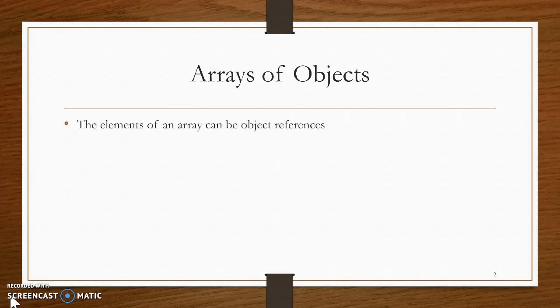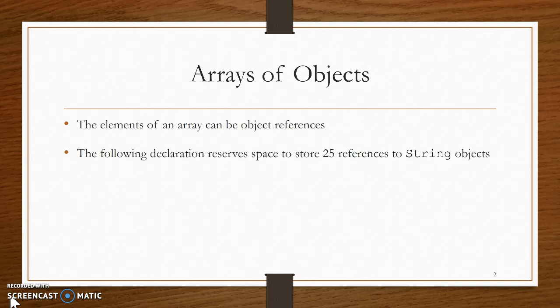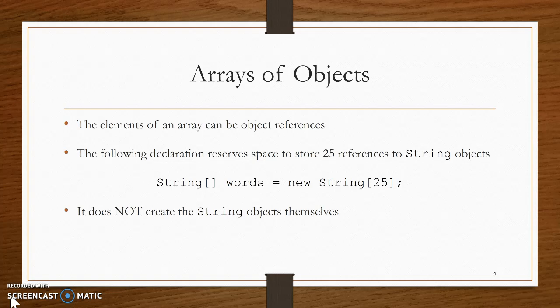The elements of an array can be object references. The following declaration reserves space to store 25 references to string objects. It does not create the string objects themselves. Let's look at an example.